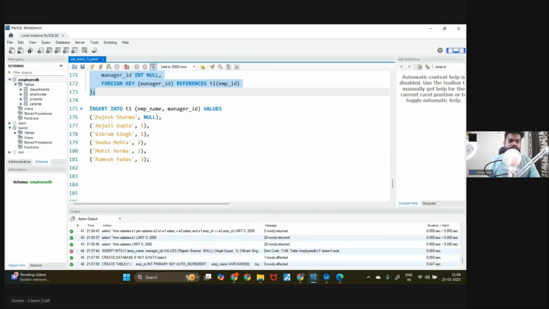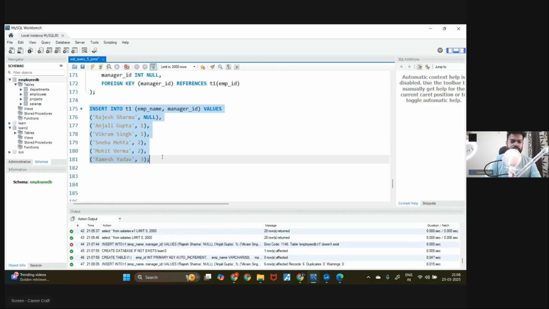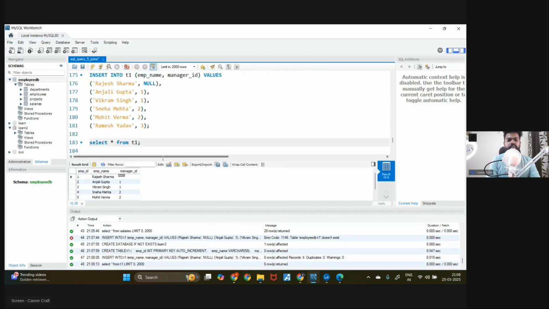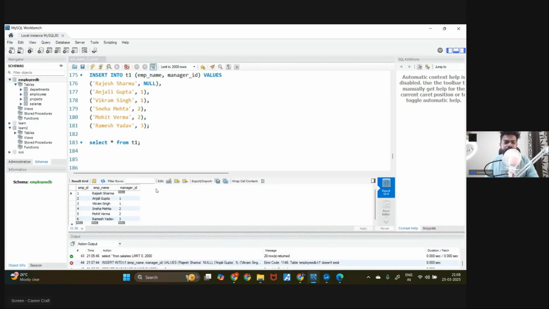Insert into T1. Now SELECT * FROM T1. So this is the value that you are able to set. Are you able to see this, guys? Employee ID 1, employee name Rajesh Sharma, manager ID is null. Anjali Gupta, the manager ID is 1, so Anjali Gupta's manager is Rajesh Sharma. Vikram's is also 1, so Vikram's manager is again Rajesh Sharma. Are you understanding this data?